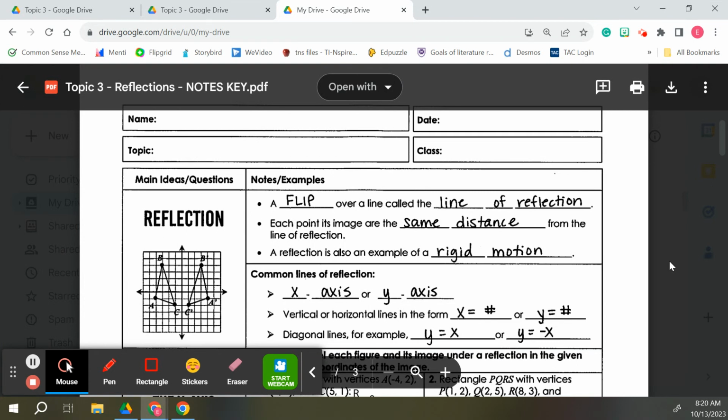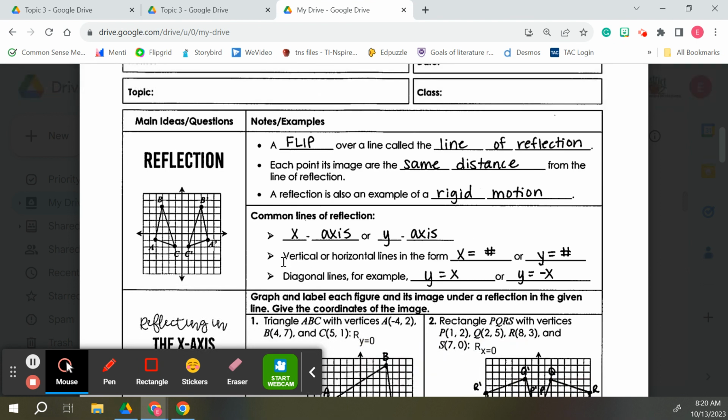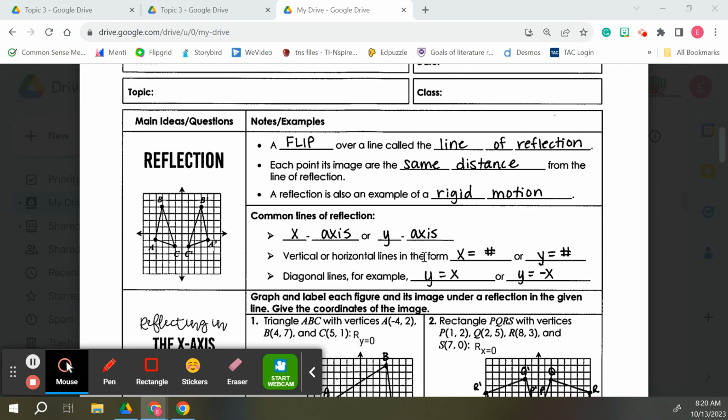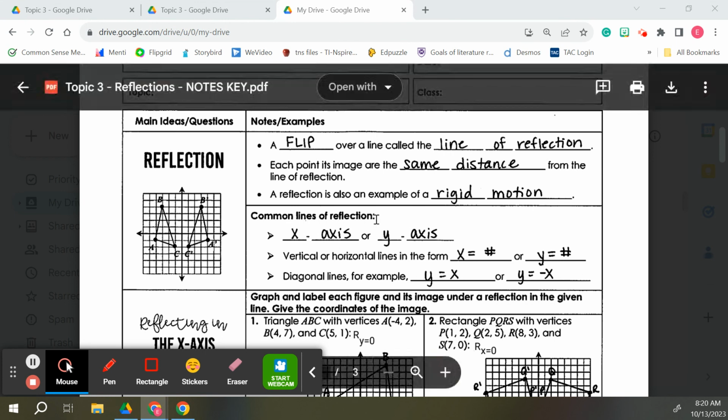Yeah, it doesn't change shape, it doesn't change size, it just kind of scoots around, okay? The angles and sides are preserved. Common lines of reflection include the x-axis or the y-axis, and these have specific rules that I will go over with you in a few minutes. We also have vertical or horizontal lines in the form x equals a number or y equals a number. Diagonal lines, for example, would be y equals x or y equals negative x. You are going to be covering all of this today.